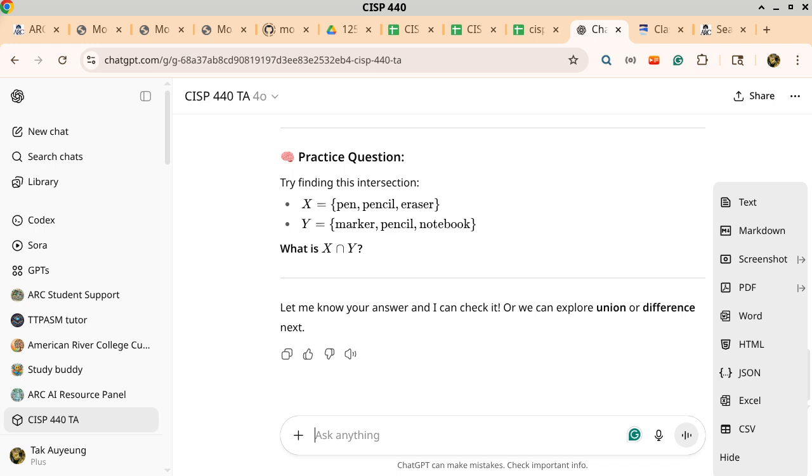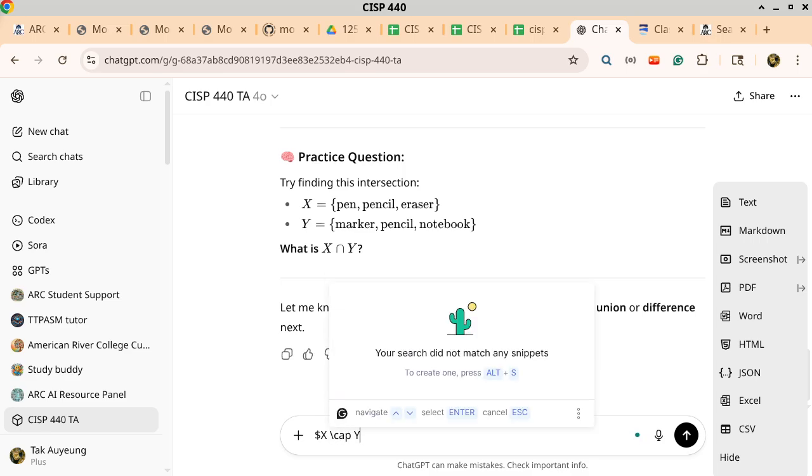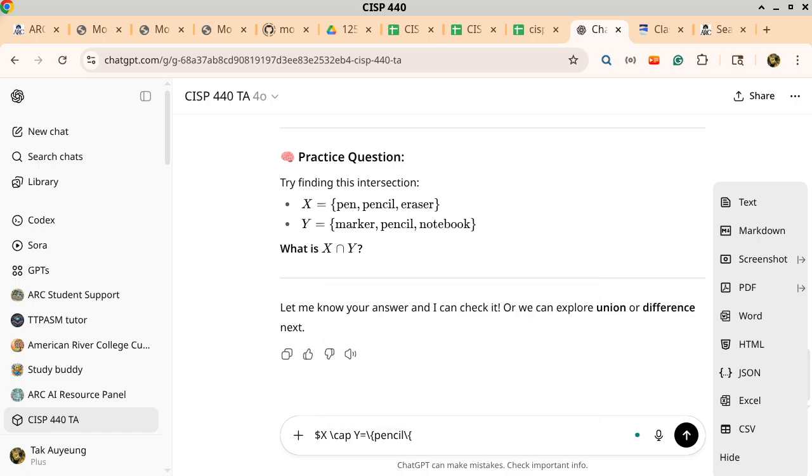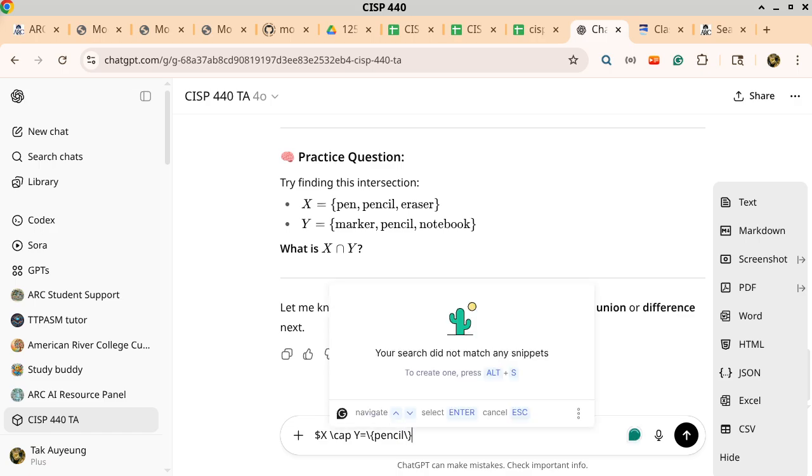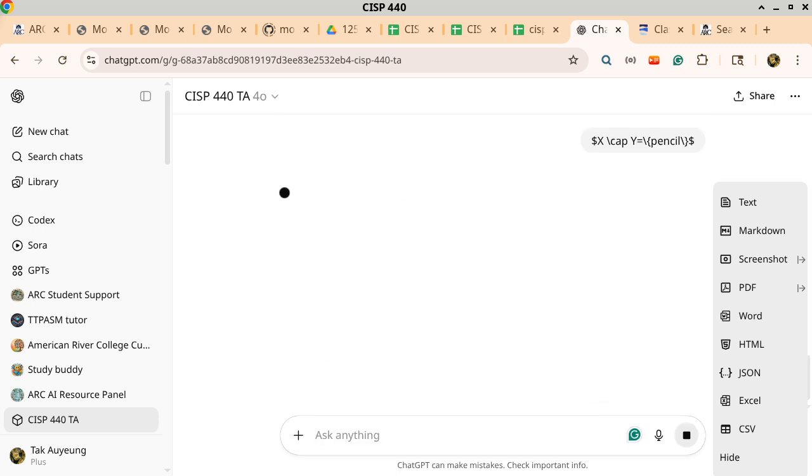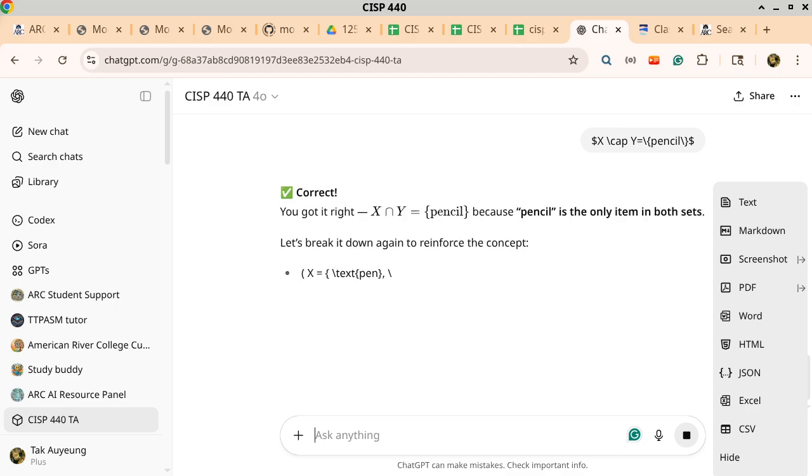So let's give it a try and see if ChatGPT is actually good enough to do this sort of thing. What is the answer of X intersection Y? What is common between X and Y? I think we just got pencil, right? And I'm using LaTeX, which means I have to escape braces because otherwise braces have special meanings.